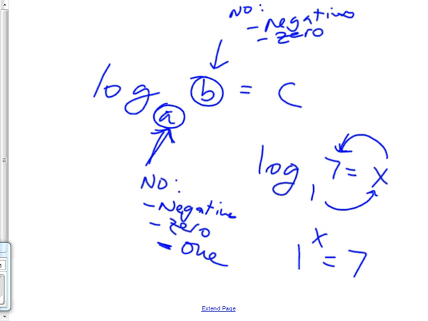Okay? So both this spot and this spot can't be negative and they can't be 0. And there's one extra thing. This one, this base spot, cannot be 1. No 1s down there. Okay, so here's some quick ones that could be just undefined. Log base 1 of 32. What's the answer? Undefined.